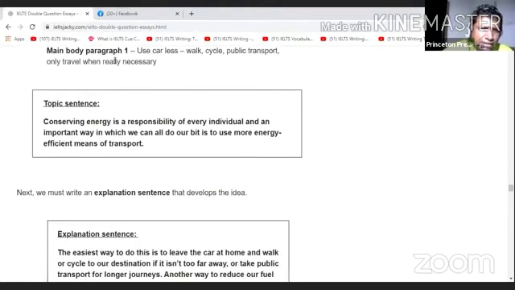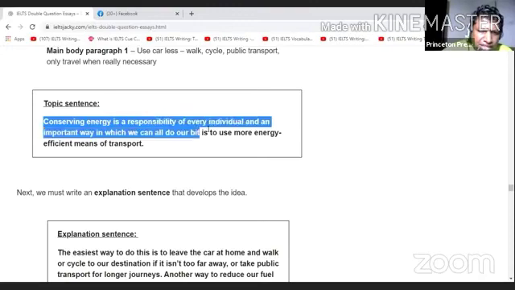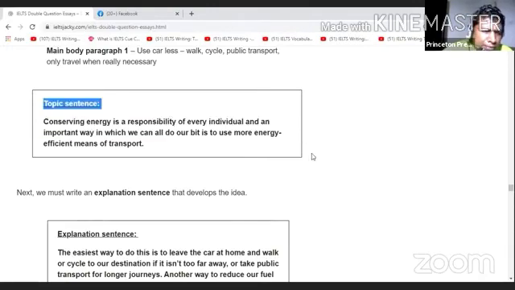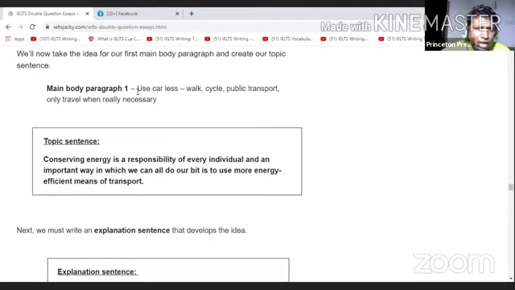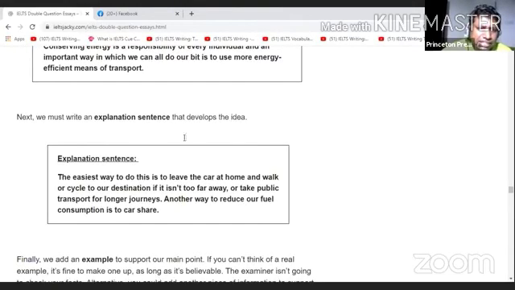We'll now take the idea for our first main body paragraph and create one topic sentence. What's the topic sentence? Conserving energy is the responsibility of every individual, and an important way in which we can all do our bit is to use more energy efficient means of transportation. You see why? Use cars less. Why are we going to do that? So this is the main idea. People will understand how we are going to accomplish this. This is the key word, the key idea. Now, the explanation sentence.